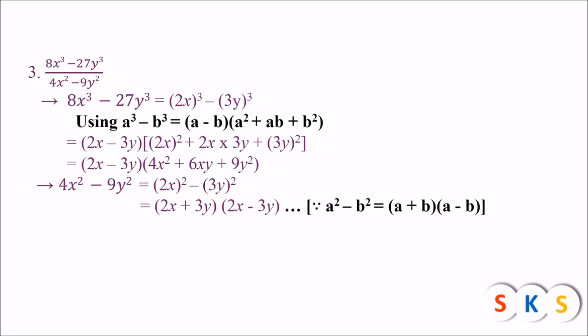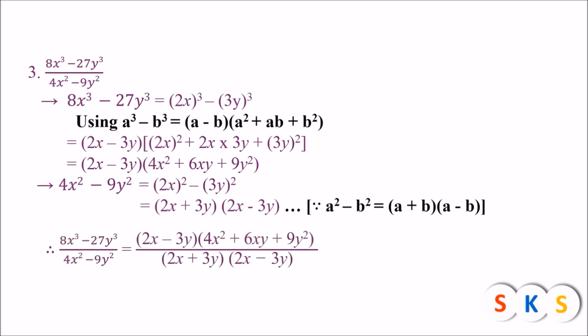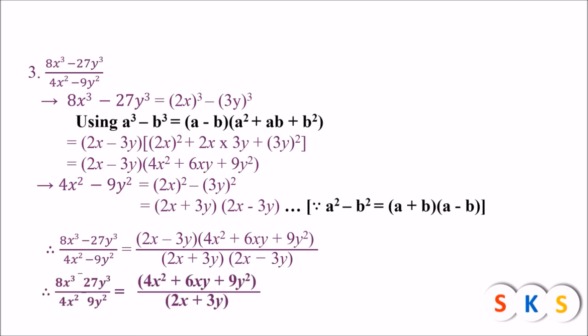So what will we get now? Look over here. We will substitute the factors of both terms, that is of the numerator and denominator. Now what is going to happen over here? 2x minus 3y and 2x minus 3y will get cancelled. So the answer is 4x square plus 6xy plus 9y square whole upon 2x plus 3y. You can see that 2x minus 3y got cancelled.